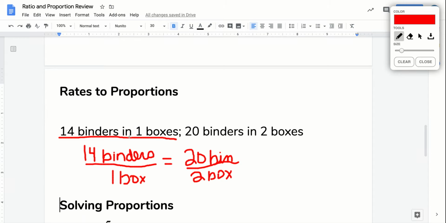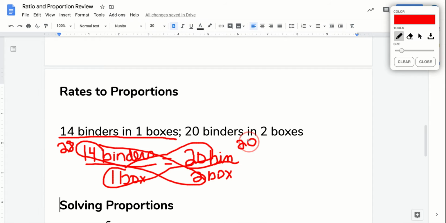Now I'm going to still use that cross multiplying. So 14 and 2, and 20 times 1. I know 14 times 2 is 28, and 1 times 20 is 20. So again, no, this does not form a proportion. These two rates are not proportional. That's all you have to do, cross multiply. If their two cross products are the same, they are proportional.